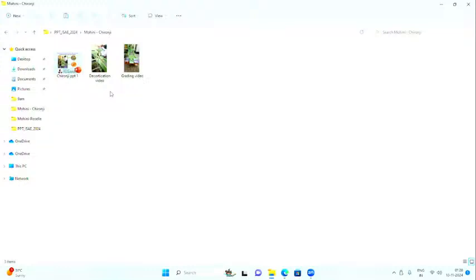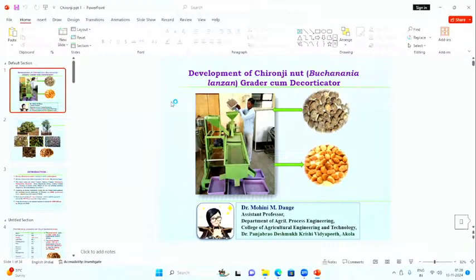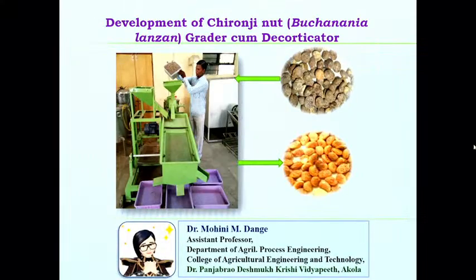My first presentation is regarding the development of a chironji nut grader cum decorticator. Myself, Dr. Mohini M. Dange, Assistant Professor, Dr. Panjabrao Deshmukh Krishi Vidyapith, Akola.